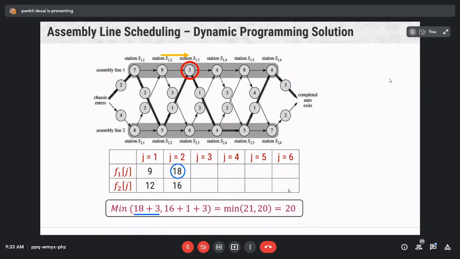for j equals 3, 4, 5, 6. Now what will be the value for F23? F23 is 22. Like this, find the value for all the stations, and match your answer with this table.